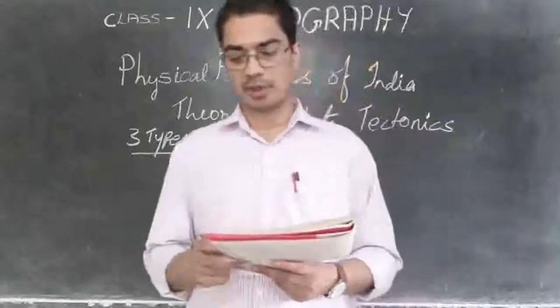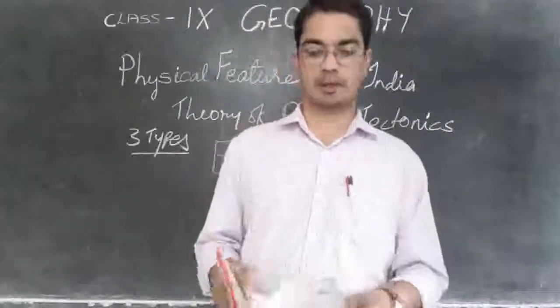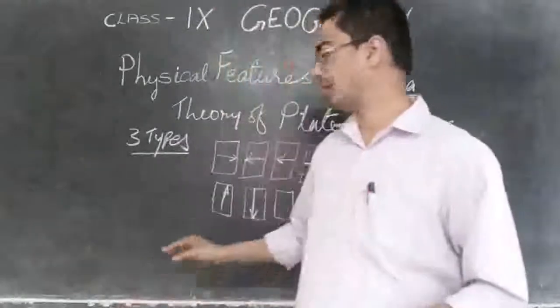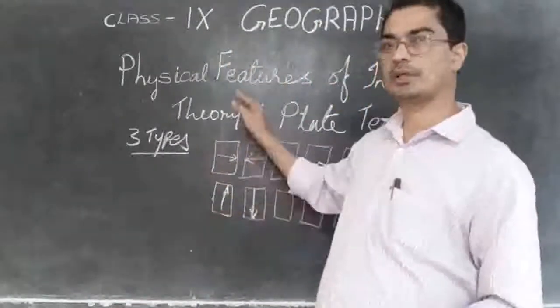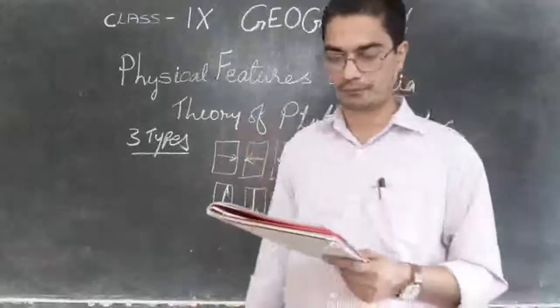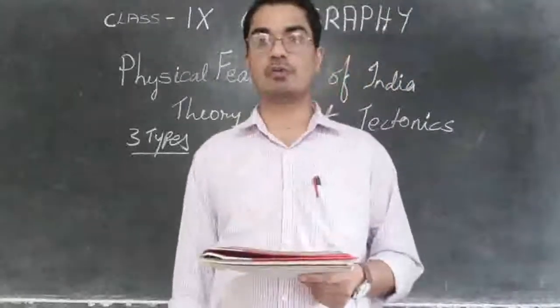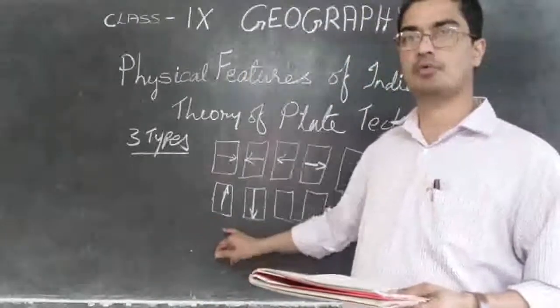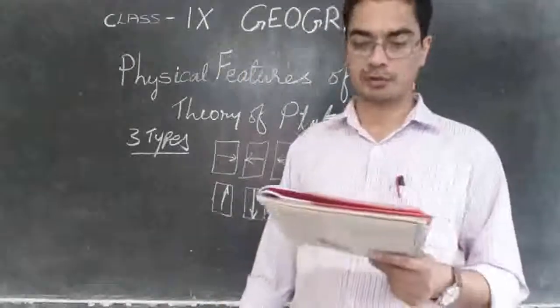Then at times they may also horizontally pass each other. So that is horizontally passing each other. One may go that side, another may go this side, and form a transform boundary. This type of movement is called transform boundary.